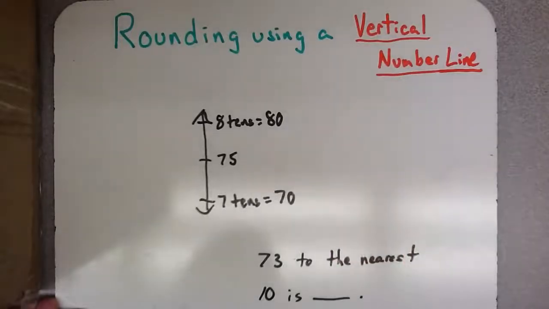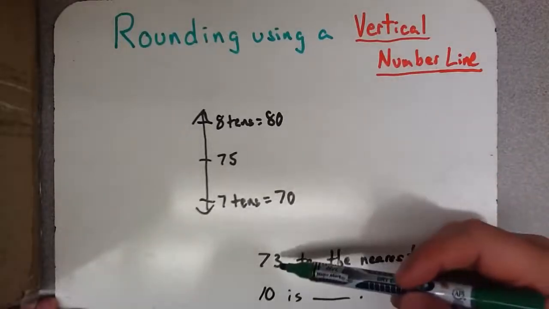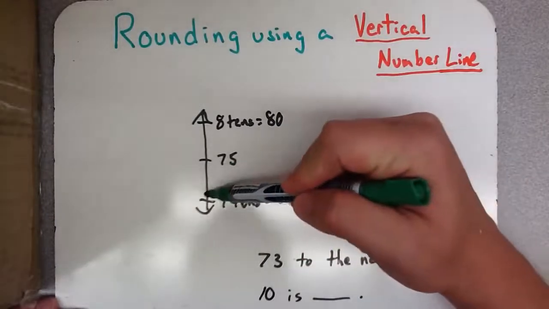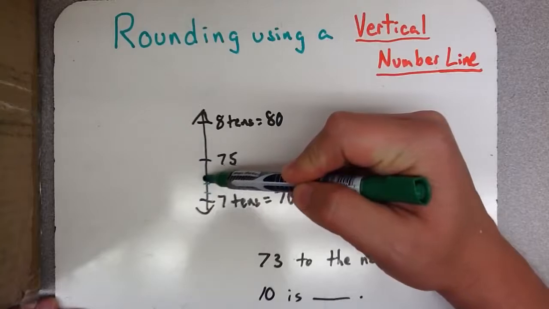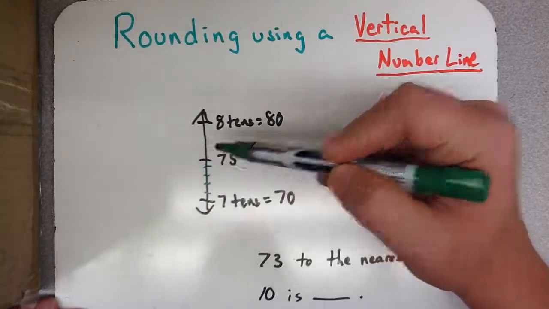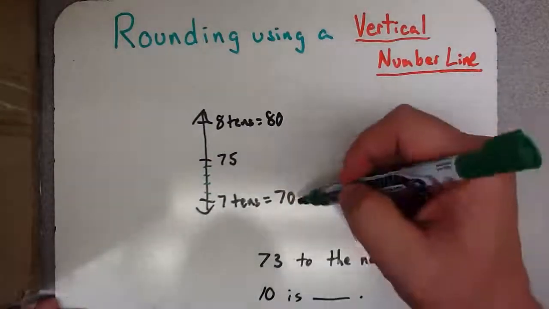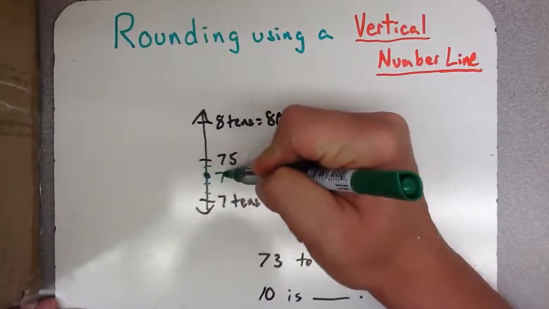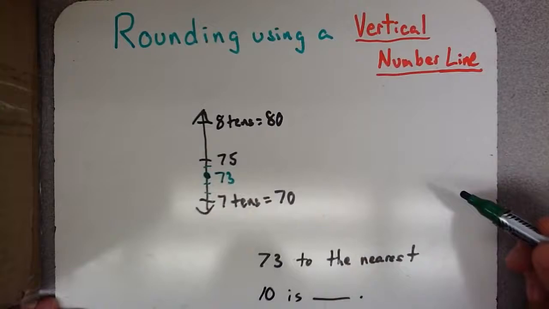Now I'm going to switch colors just so it's easier to see. Now I'm going to plot 73. So right here we've got 71, 72, 73, 74, and then 75. So 71, 72, 73. So right there is that 73. And so 73 is right there.